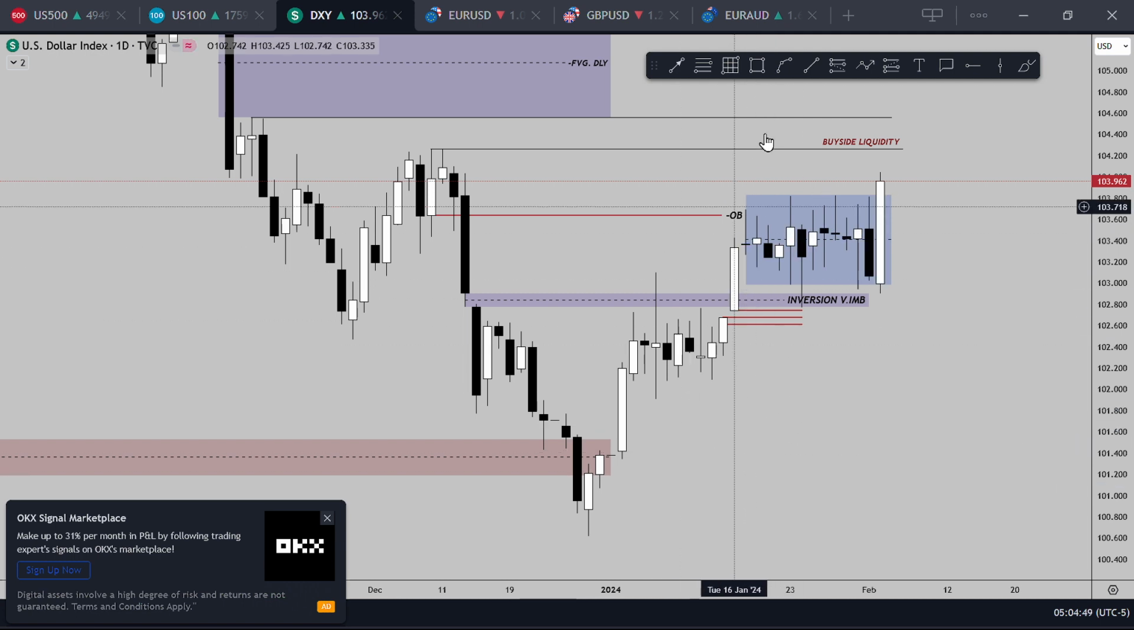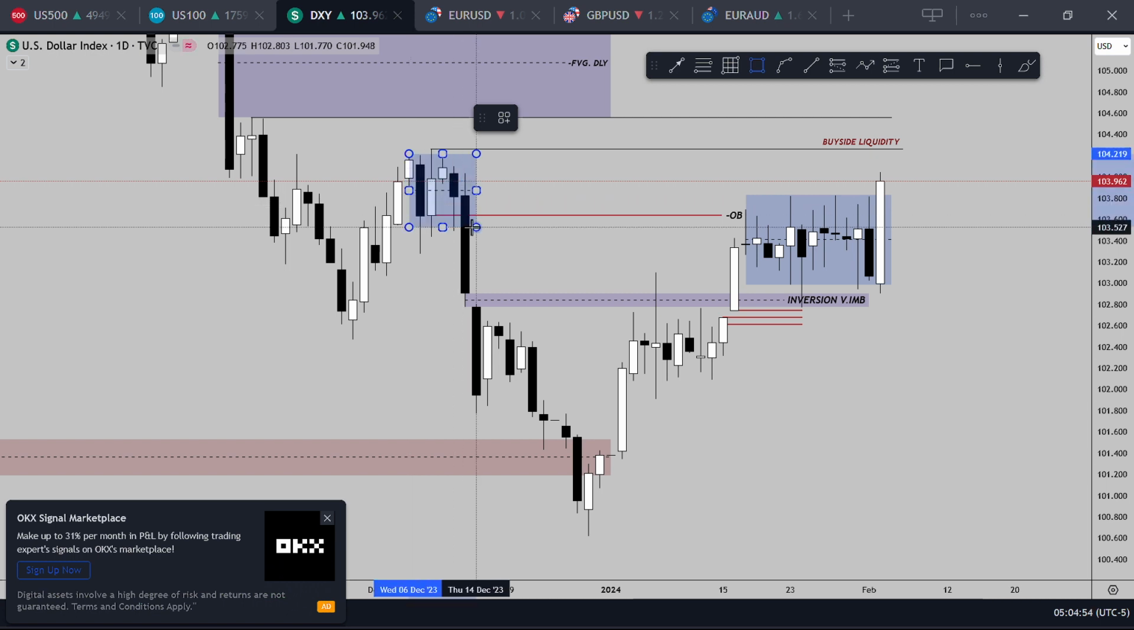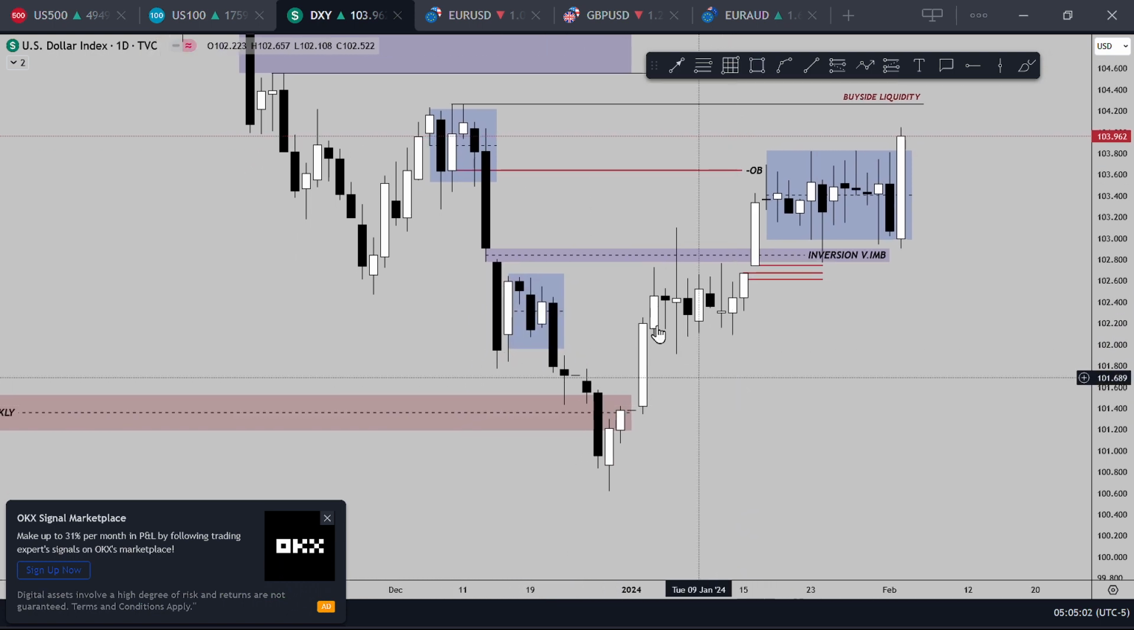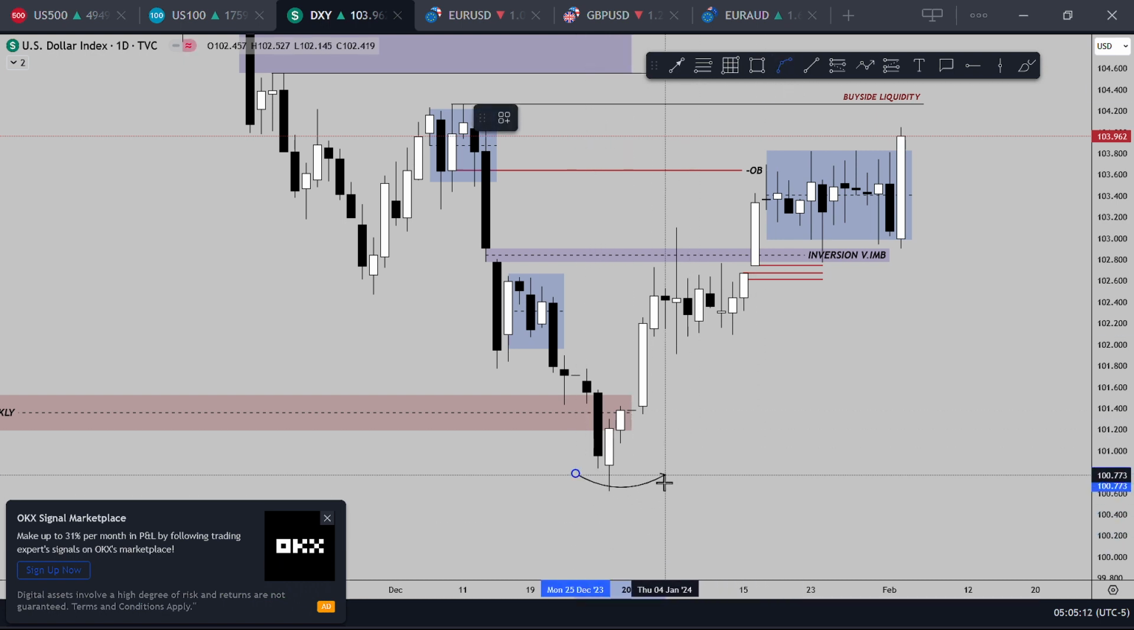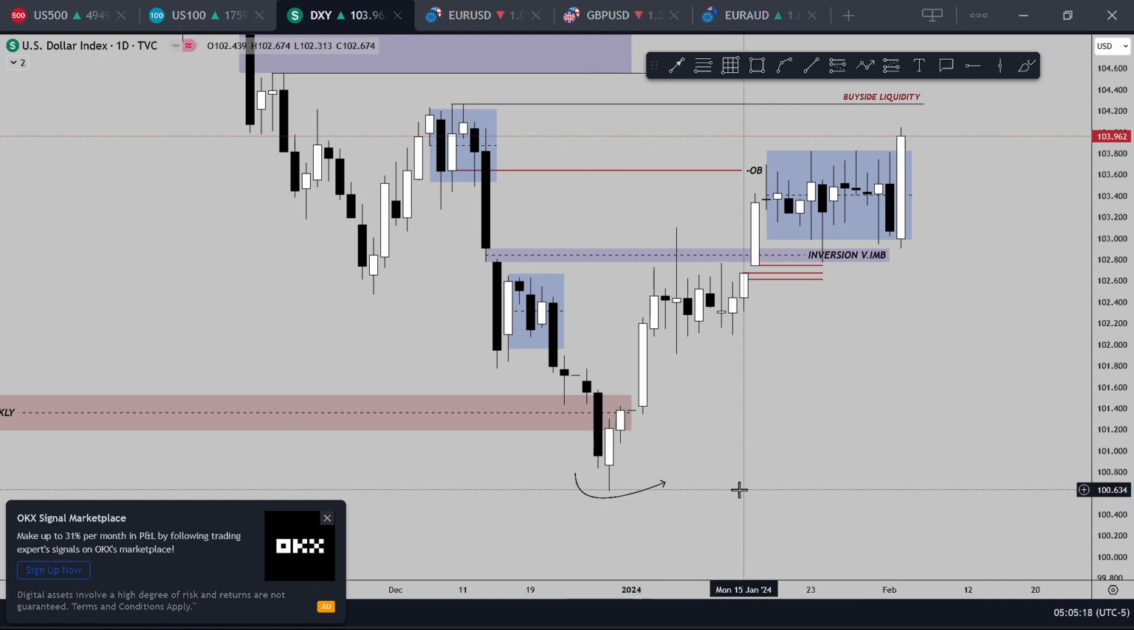And we can see a little bit of a market maker buy model here. As you can see, we have the original consolidation, we have the first stage of distribution, right? And we dig into our higher time frame PD array. And now we have what we call the smart money reversal down here. So now we are on the buy side of the curve, and we have our first stage of accumulation, and then this is the second stage of accumulation.